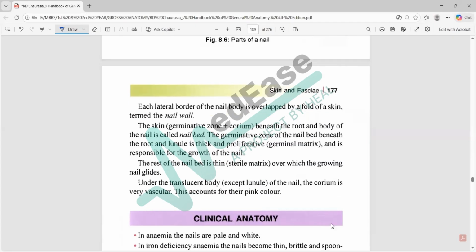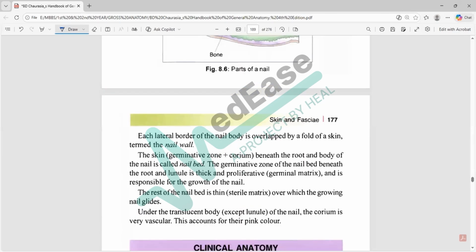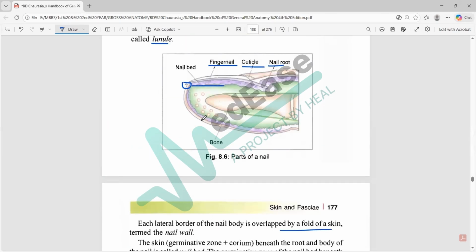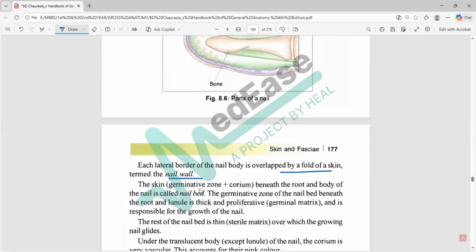Now, when we talk about the lateral border of the nail body, it is usually overlapped by the fold of the skin, which you guys can see right here. This we call the nail wall mainly. Now, the skin, specifically the two zones, the stratum germinativum and the corium beneath the root, produces the nail bed, which we have discussed. This will be mainly the area providing the nutrition to most of the nail.